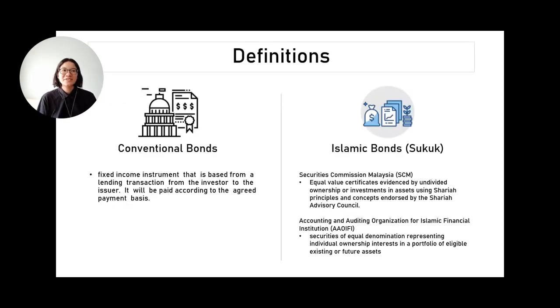Start off with the definitions of conventional bonds and Islamic bonds, also known as Sukuk. A bond is a fixed income instrument that represents a loan made by an investor to a borrower, typically corporate or governmental, while Sukuk is a bond that has equal value that represents an individual's ownership interest in a portfolio using Sharia regulations.